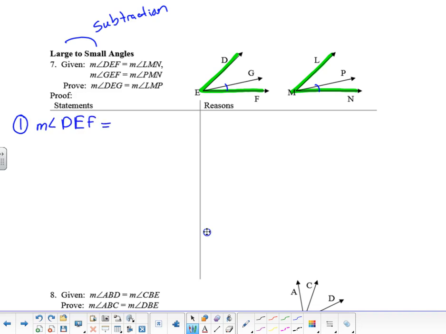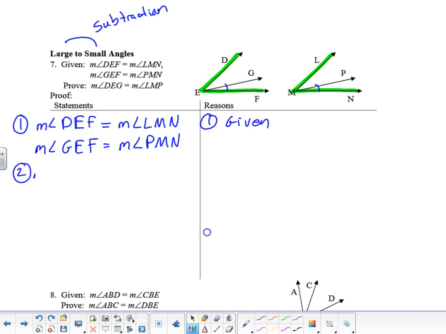So the measure of angle DEF equals the measure of angle LMN. The measure of angle GEF equals the measure of angle PMN. All right, and that is given. And so we're just going to subtract. Measure of angle DEF minus measure of angle GEF. That looks like a plus sign, doesn't it? Let's correct that.